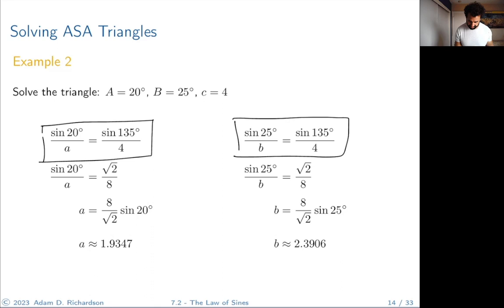Sine of 135 is another one of those standard angles, right? 135 is a standard angle. It's 90 plus 45. So we can get at least an algebraic representation of the number right here. And then eventually we get these two equations.